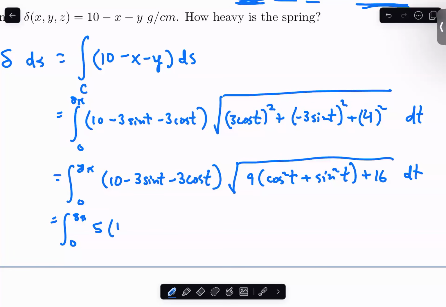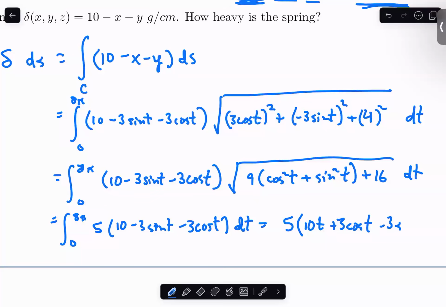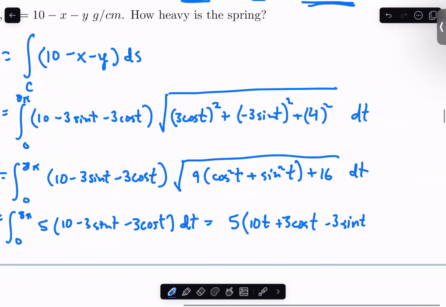So I'm going to go ahead and put that 5 up here in front. And now we are ready to integrate. So let's see, the 5's along for the ride. When I integrate 10, I'm going to get, what, 10t? When I integrate sine first, I'm going to get negative cosine. And when I integrate cosine, I get sine. This is what I need to evaluate from 0 to 8 pi.